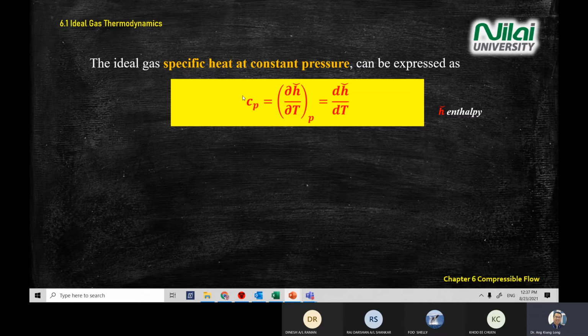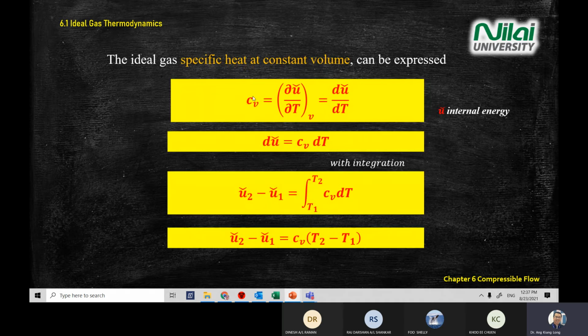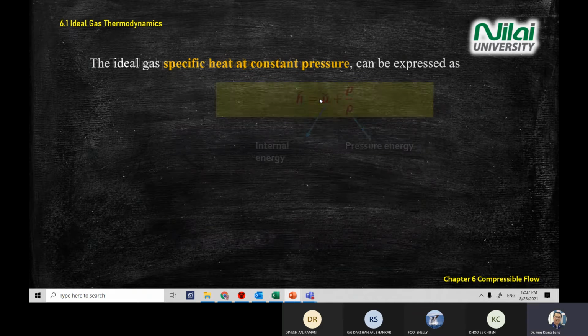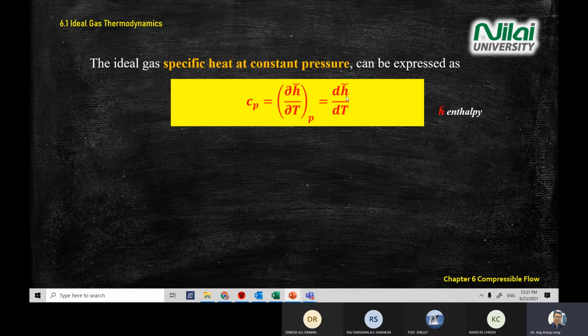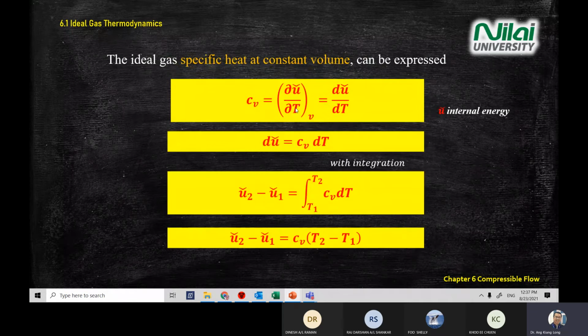Okay, Cp links with enthalpy H. Cp and H, they are good friends. However, Cv is a good friend with internal energy U. Cv always links with U, Cp always links with H.